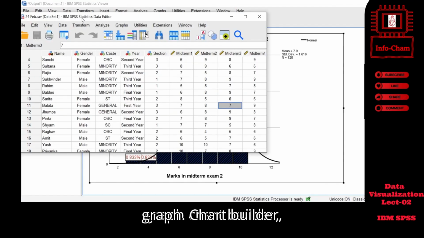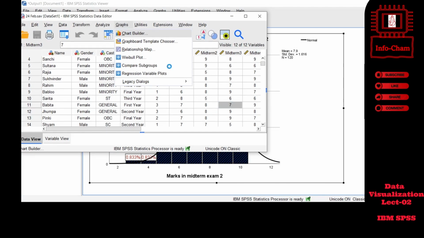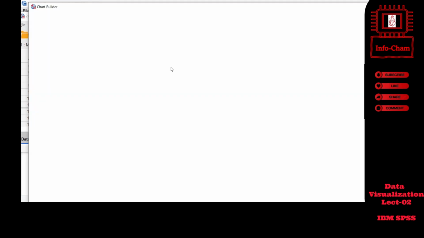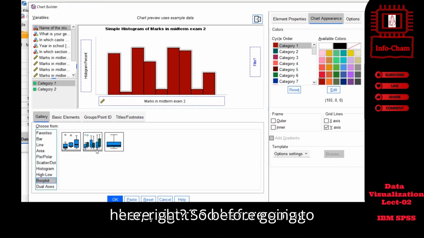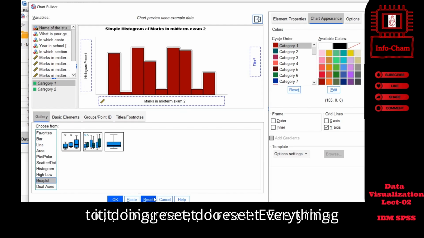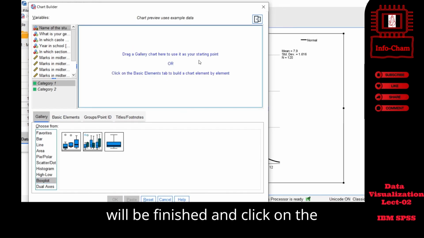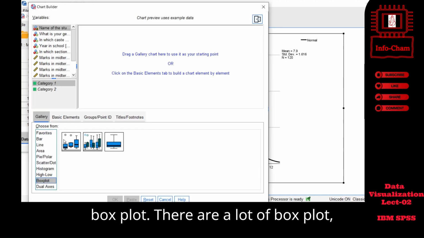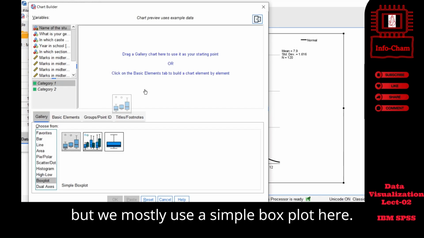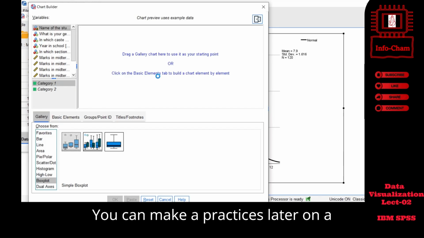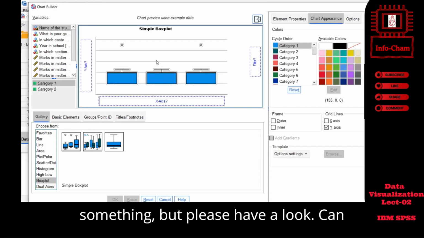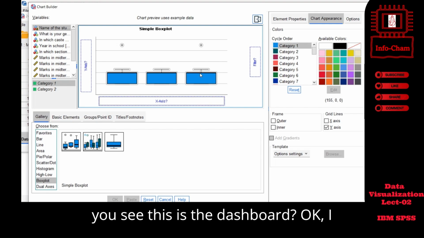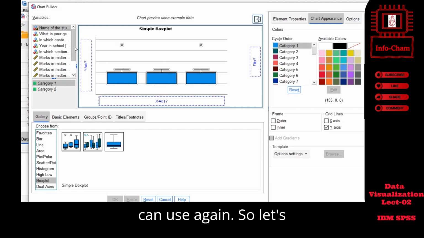So go to the Chart Builder. Where is the box plot? I think here, right? Before that, do a reset so everything is cleared, and click on the box plot. There are a lot of box plot types, but we mostly use the simple box plot here. You can practice different types later on. Have a look, can you see this is the dashboard? I can use it again.